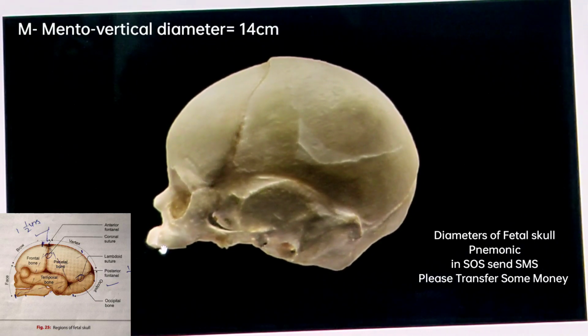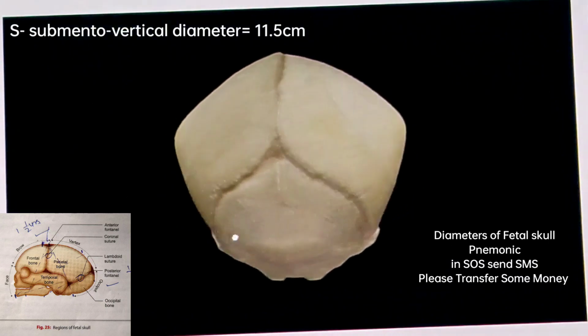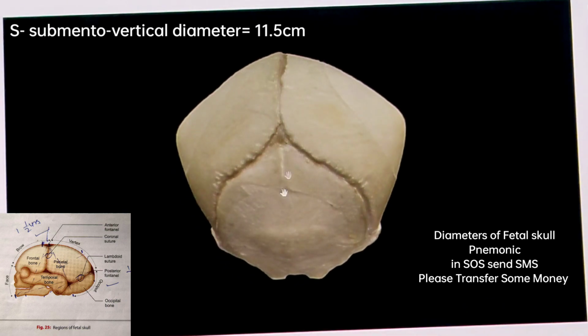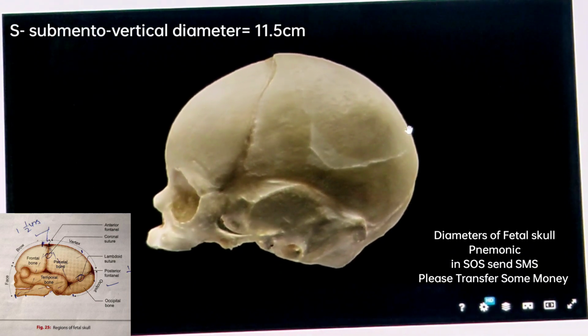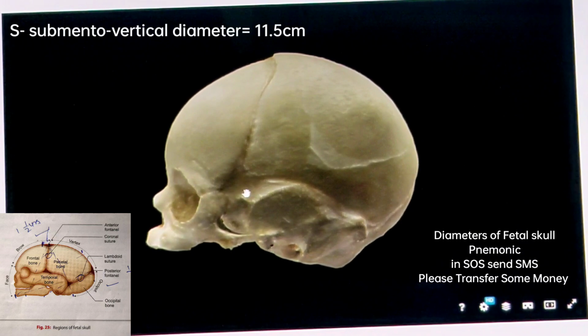After that, there is submentovertical. From the junction of chin and neck to the highest point on the sagittal suture. This is the sagittal suture, so the highest point is this. From this junction to this point is called the submentovertical, which is 11.5 centimeter. So these were the anterior posterior diameters. This is the anterior part, this is the posterior part.